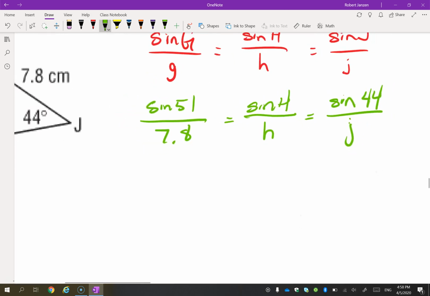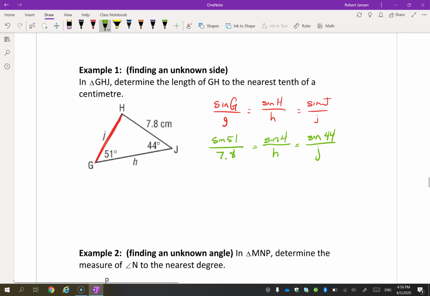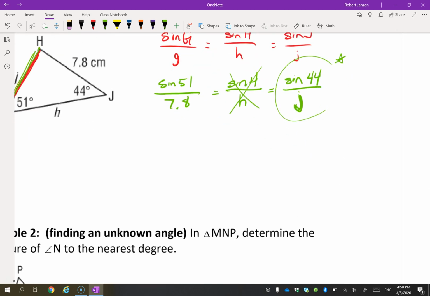Now, a couple of things to notice here. We're supposed to find GH, which actually is also side J. So we need to use this ratio. Now the question is, which of these two ratios should you use? Well, obviously this one's not going to help us. We don't know the angle H. We don't know the side H. So this is how we're going to set up this question. Sine of 51 over 7.8 is sine of 44 over side J. This is a ratio.